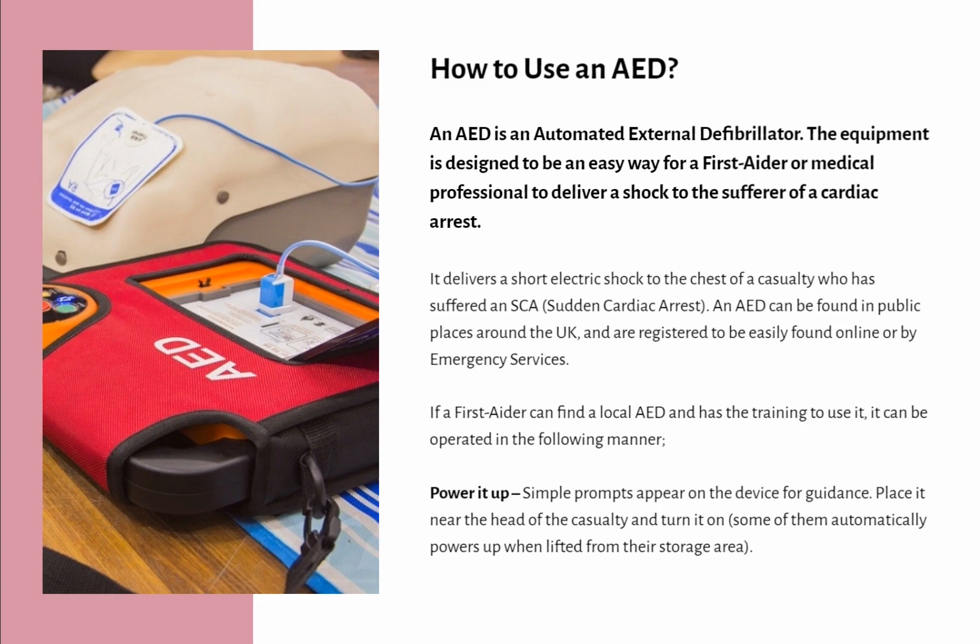An AED can be found in public places around the UK and are registered to be easily found online or by emergency services. If a first aider can find a local AED and has the training to use it, it can be operated in the following manner. Power it up. Simple prompts appear on the device for guidance. Place it near the head of the casualty and turn it on. Some of them automatically power up when lifted from their storage area.